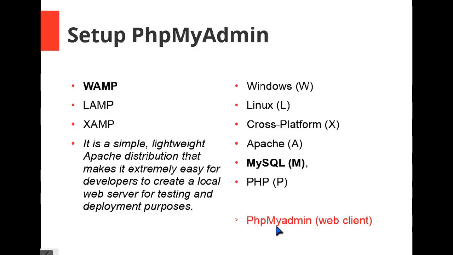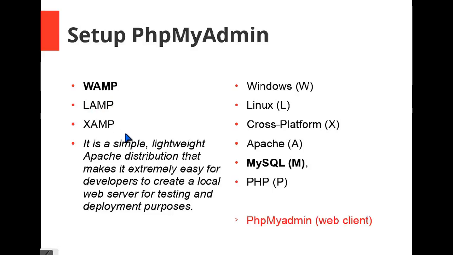Now, for a Windows user, we'll be using WAMP server. WAMP server is an application that integrates these three packages into one. So if you just install WAMP server, you're going to have Apache, MySQL, and PHP installed at once on your system. If you're using Linux, you will be using LAMP server. LAMP comes built in with Apache, MySQL, and PHP for Linux. WAMP stands for Windows, Apache, MySQL, PHP, and LAMP stands for Linux, Apache, MySQL, PHP.